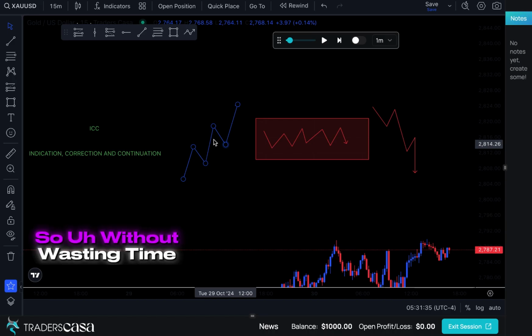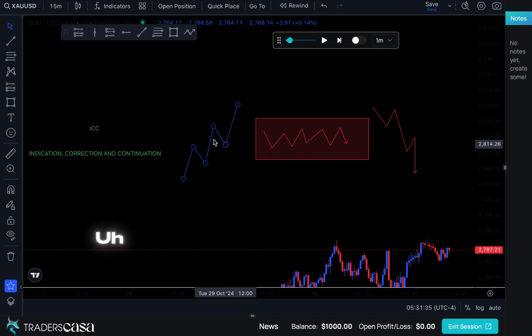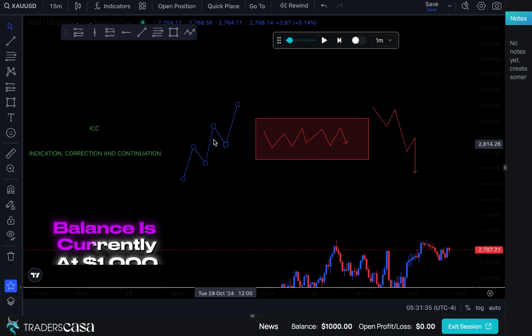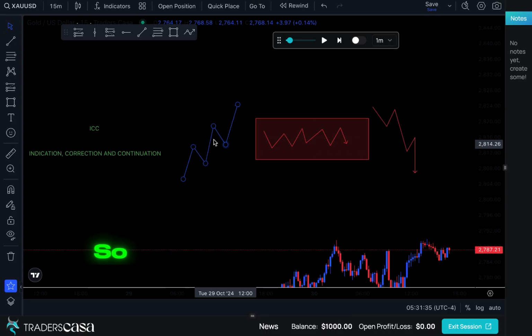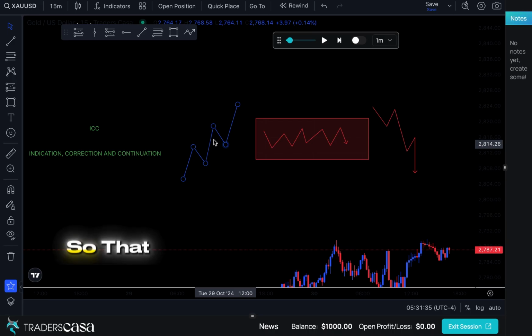So without wasting time, we'll be moving straight to the real chart, so I can show you how this works. I'll be backtesting a series of trades today, and as you can see, our balance here is currently at $1,000. So I'll be taking this $1,000 to $10,000 with backtesting, so that you learn and know how it actually works.